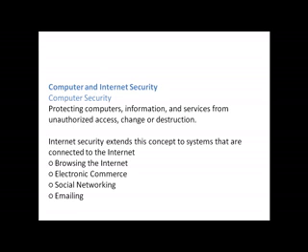Internet security extends the concept of computer security. So from the protection of hardware, the information in it and the services offered, internet security extends that concept to the systems that are connected to the internet. When we say the systems that are connected to the internet, we mean browsing the internet, electronic commerce or e-commerce, social networking, emailing, and other systems which are connected to the internet.